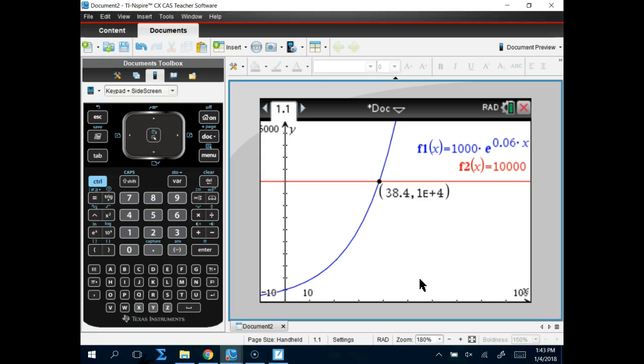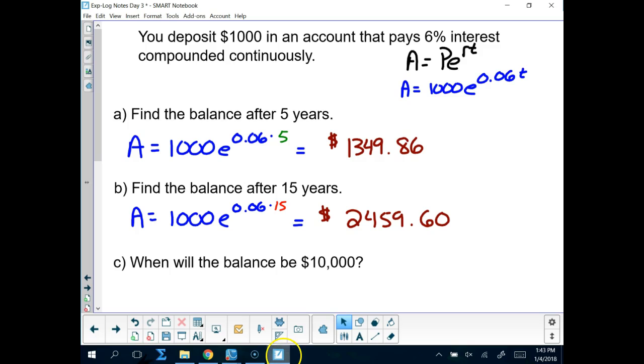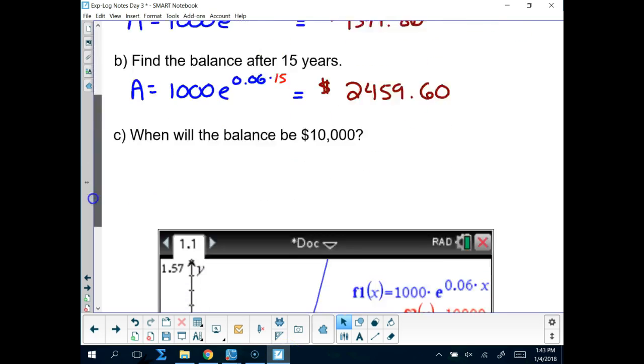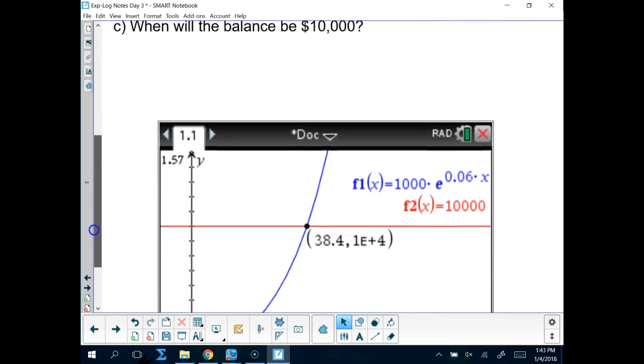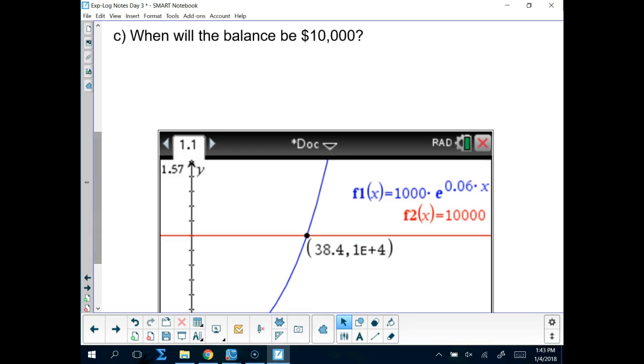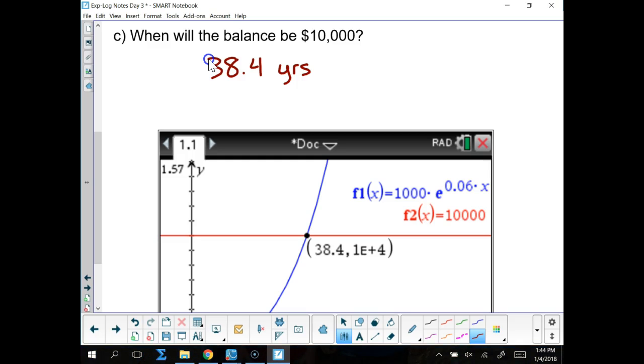Ta-da! Okay? So with that being said, when will my balance in that account be $10,000? In how many years? 38.4 years. Okay? Sweet.